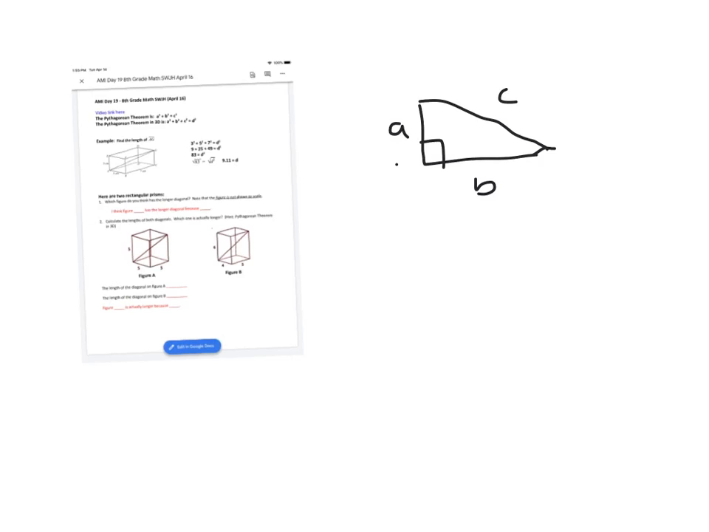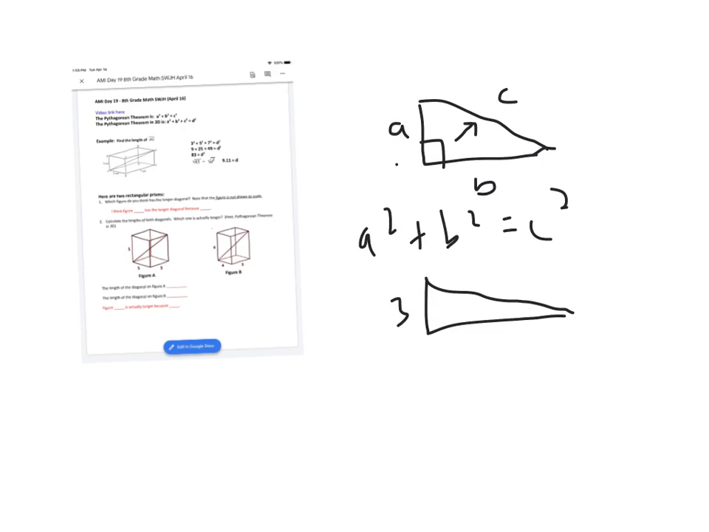Well, what does that mean? What's a leg? A leg is a side of the triangle that forms the right angle. So A and B are both legs, and then C, this hypotenuse, that always sits opposite of the right angle. C, or the hypotenuse, is always the longest side. And so we have this A squared plus B squared equals C squared. So how do we use this? Well, for today, we're only going to be looking for the hypotenuse.